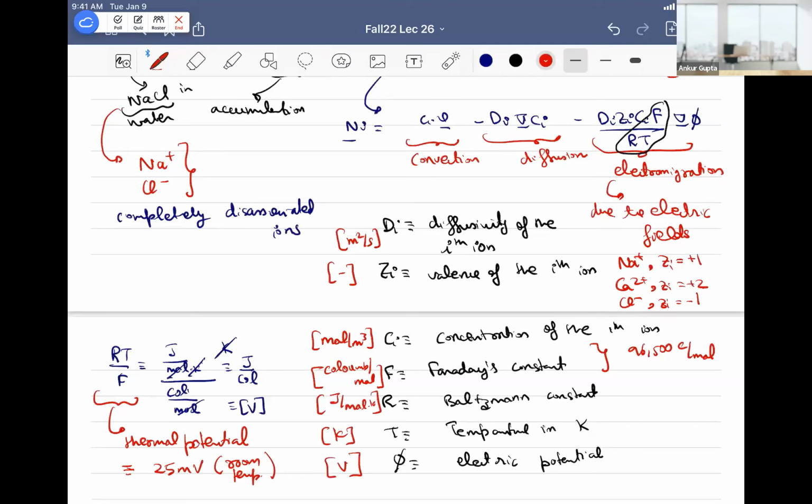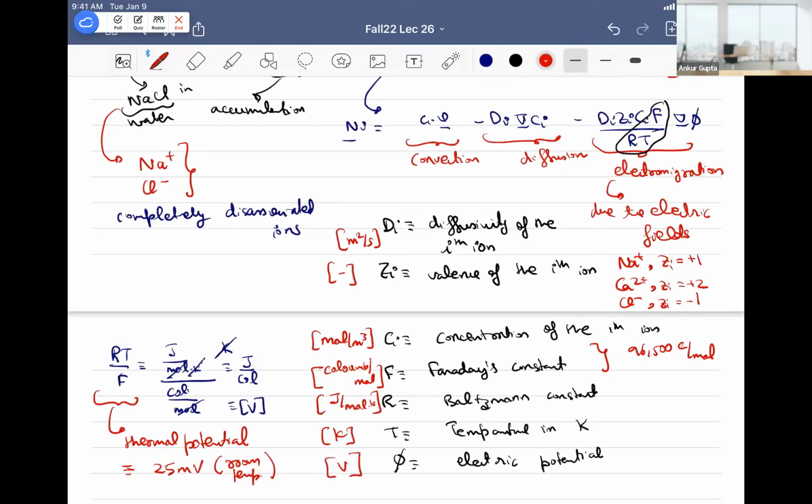Physically, what's the thermal potential? So let me try to make a sort of... the idea, think of it like this: if I take this RT by F inside the gradient, in a way, the electric field has to be rather the potential change for delta phi.